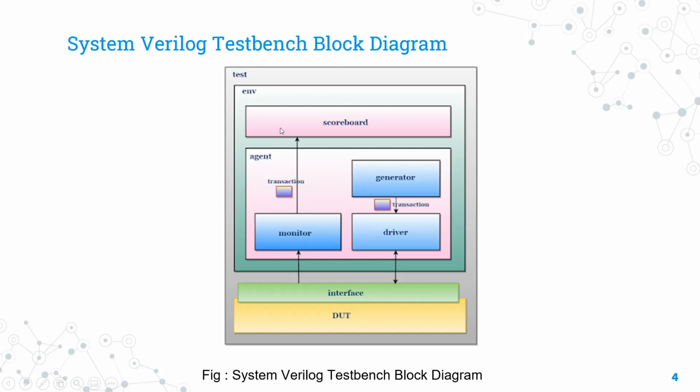The scoreboard will perform a reference model operation on the input data and check whether the reference output and the output from the DUT are the same or not. All these components are present within the environment. The environment will run all these components. We will run the environment from an external file called test. This is the external layer, test. This test will be run from the top level testbench.